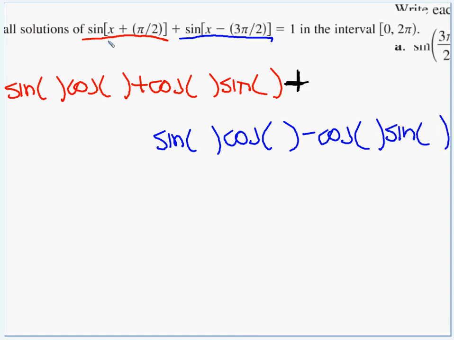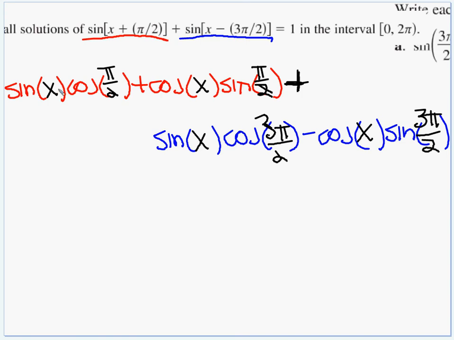And in go the angles. X and pi over 2 first. X and pi over 2 for these red ones. Now the blue ones we switch. X and 3/2 pi, X and 3/2 pi.